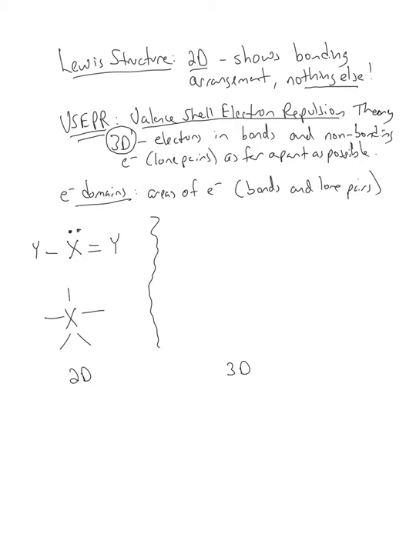Now, one other vocabulary term that's kind of new is called an electron domain. An electron domain is an area where electrons are located, either as bonds or as lone pairs of electrons. An electron domain not only can be a bond, but it can also be a location where there's a lone pair. And again, we're specifically looking at the central atom.